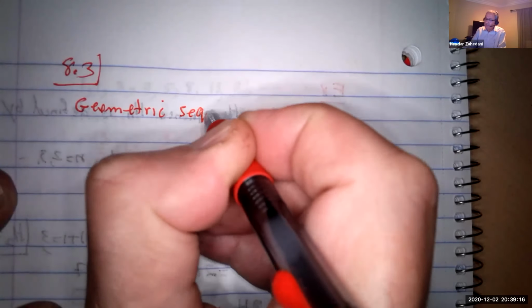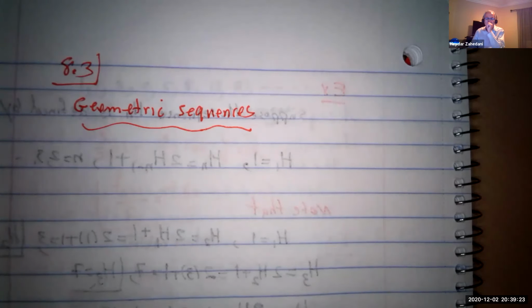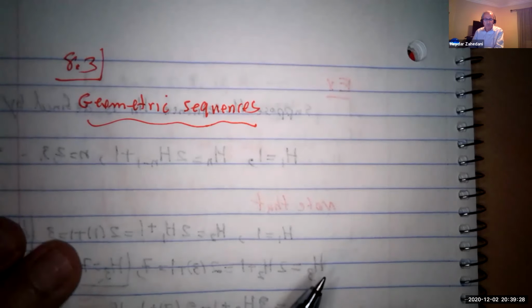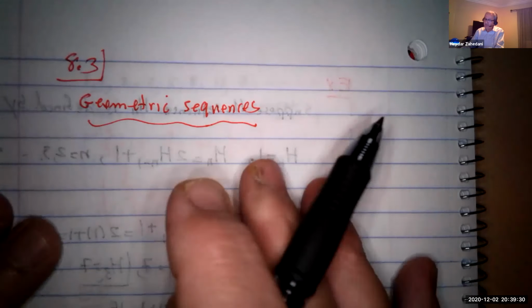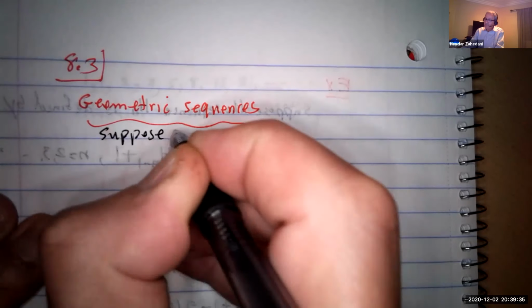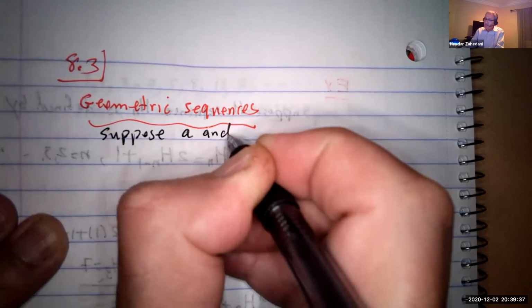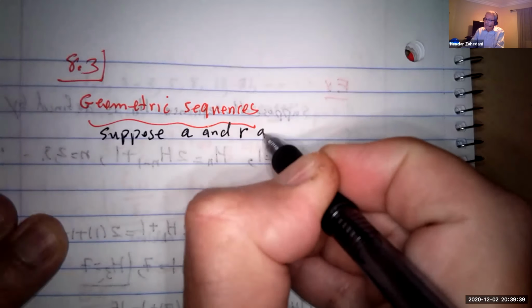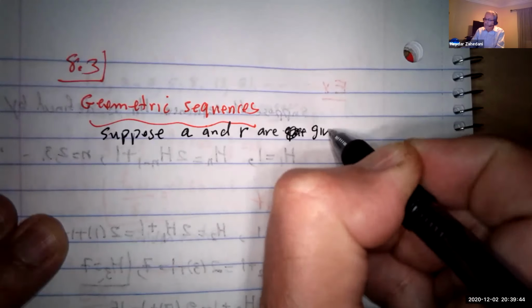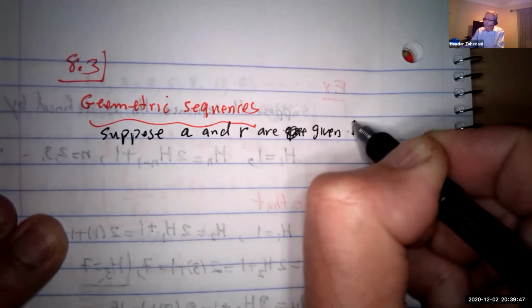Geometric sequences. So what is the geometric sequence? You see, suppose two numbers are given, A and R are going to be our given numbers.